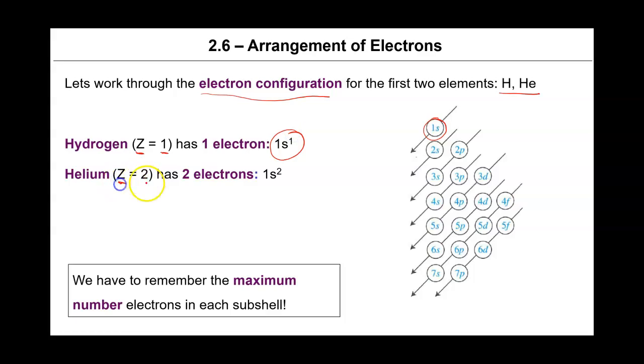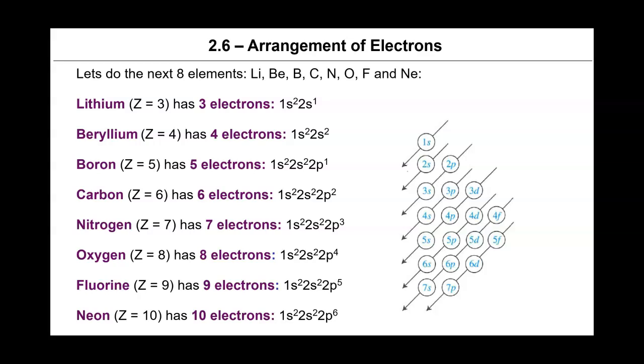Helium has atomic number equal to 2, which means it has 2 electrons. So that's going to finish off the 1s subshell. So now as I move on to my next atom, I have to start my next row. So lithium has atomic number 3, so it's got 3 electrons. We're going to go 1s2, 2s1. Beryllium, according to the periodic table, has 4 electrons, so we're going to go 1s2, 2s2.